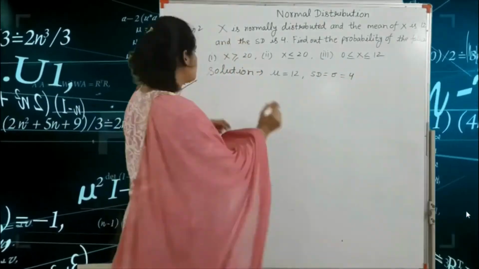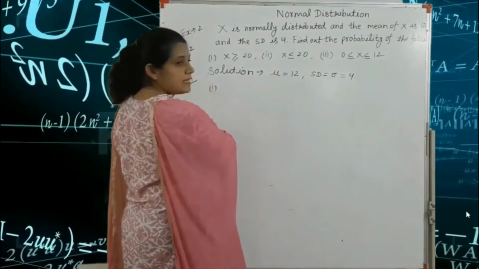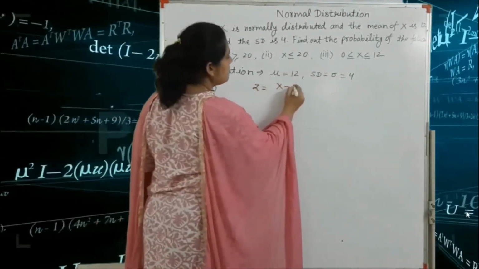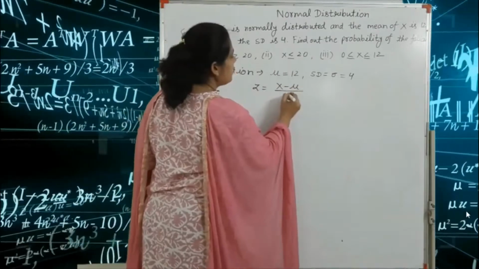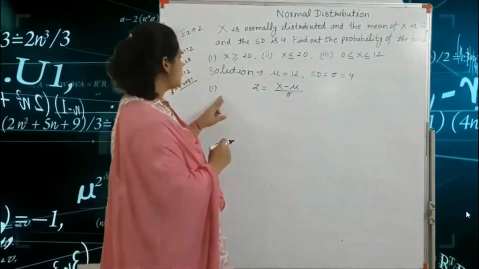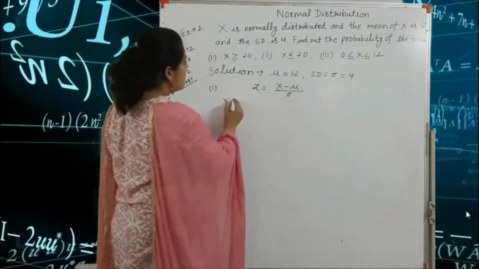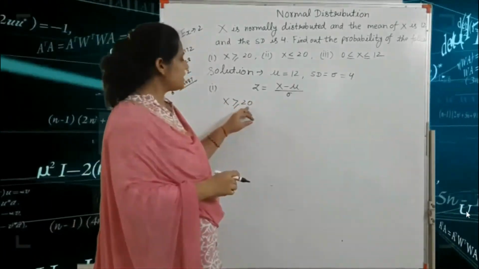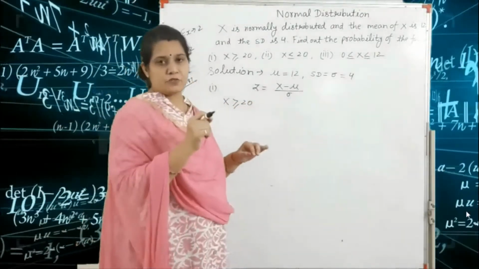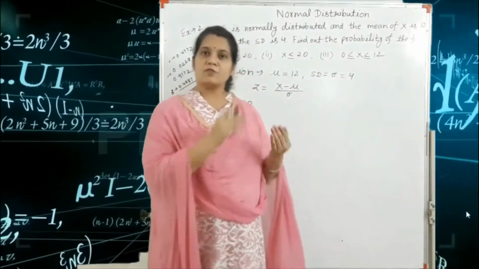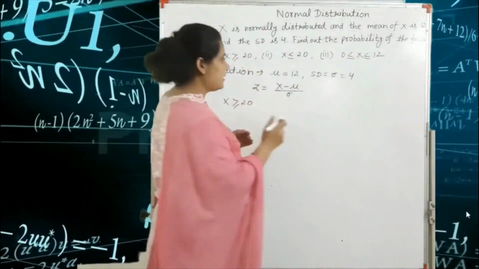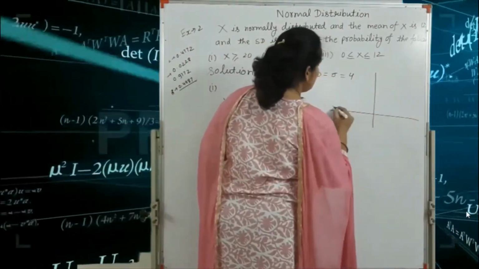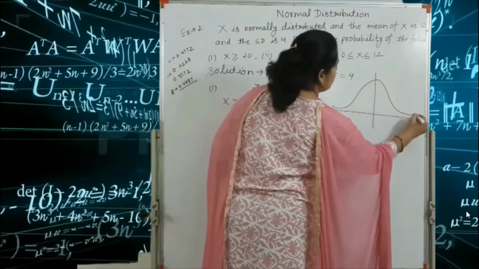Okay, so our first question is, and the formula of z is equal to what? z is equal to x minus mu divided by sigma. So our first question is x greater than or equal to 20. First we convert x greater than or equal to 20 into the z form. So first we draw the diagram according to our normal distribution.